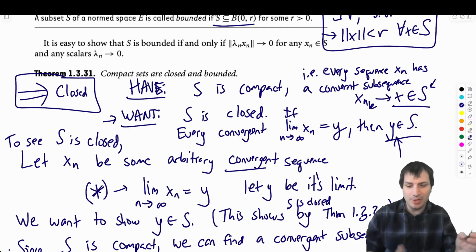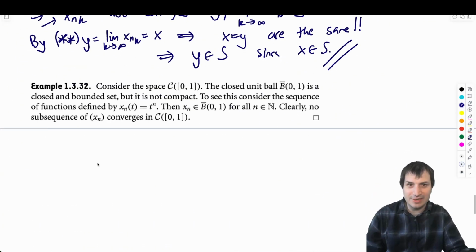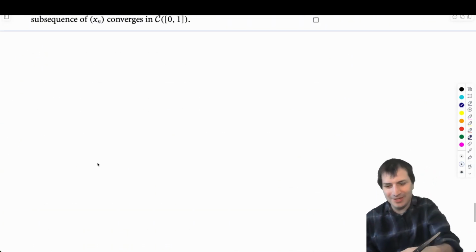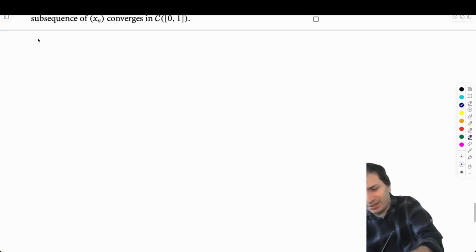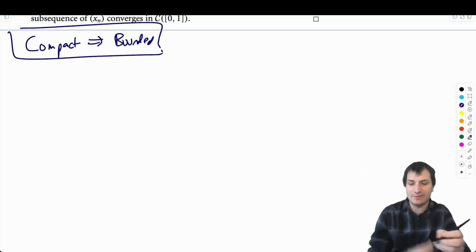Okay, what about the second part? We proved that it's closed. Let's prove that it's bounded. Okay, and I have a little example. We'll come back to the example in a minute, but let's prove that compact implies bounded. Again, another good one to do as a sort of exercise if you want.